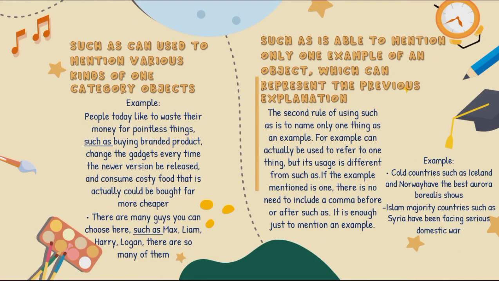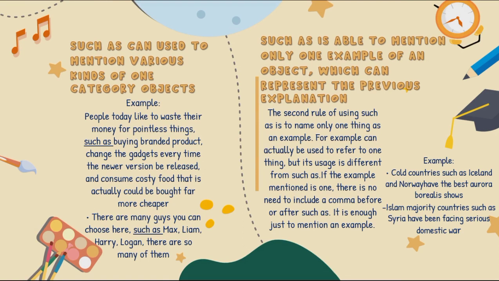Such as can be used to mention various kinds of one category object. Example: people today like to waste their money on pointless things, such as buying branded products, changing gadgets every time the newer version is released, and consuming costly food that could actually be bought much cheaper.